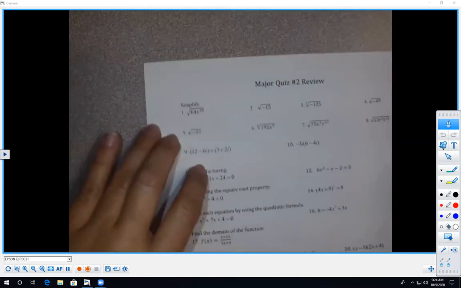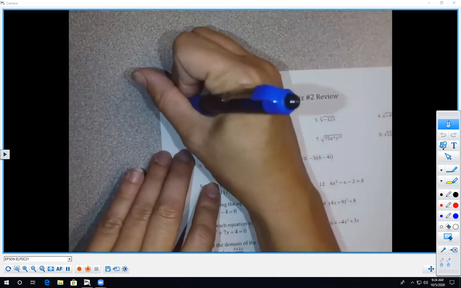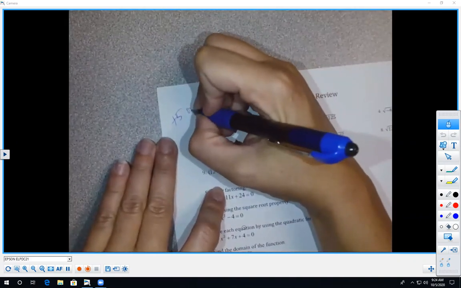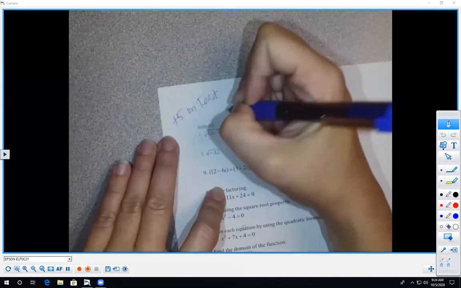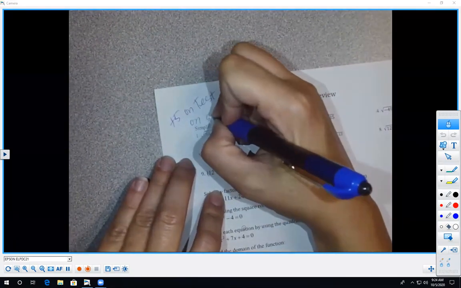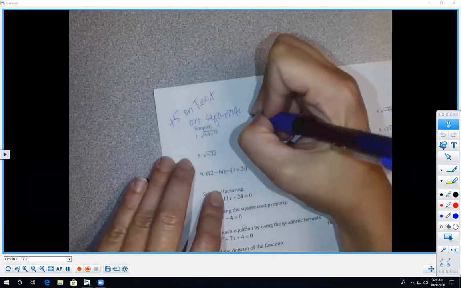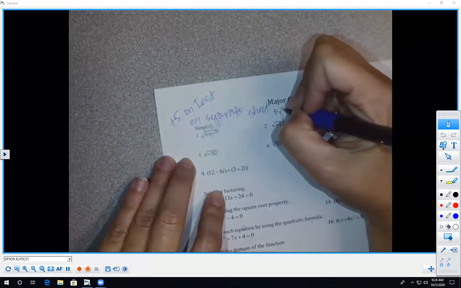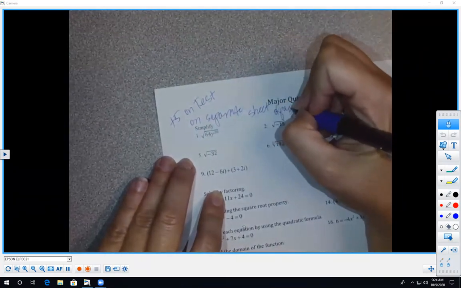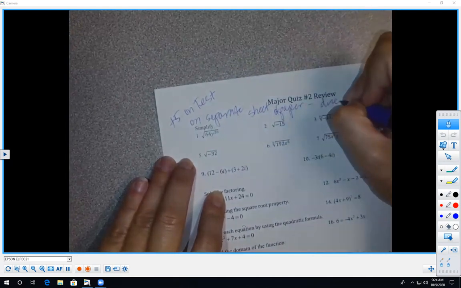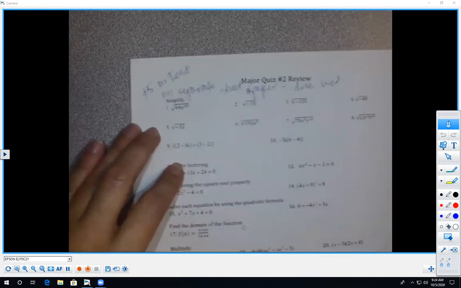Okay, so real fast, just a reminder, if you want 5 bonus points on your test, you have to do this on a separate sheet of paper. And it's due on Wednesday before you take your test.